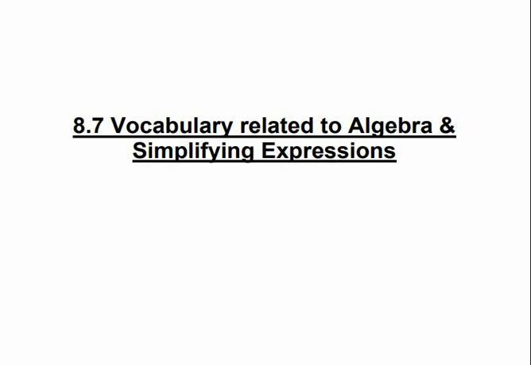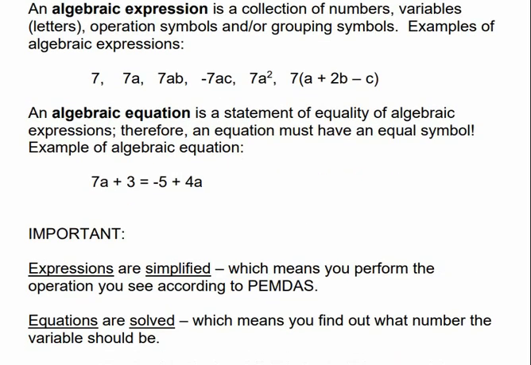8.7, vocabulary related to algebra and simplifying expressions. An algebraic expression is a collection of numbers, variables, which are letters, operation symbols, and/or grouping symbols. Some examples of algebraic expressions are what we see here. It can be numbers like 7, numbers and letters, 7a, 7ab, negative 7ac, 7a squared, 7 times a plus 2b minus c. All of those are examples of algebraic expressions.